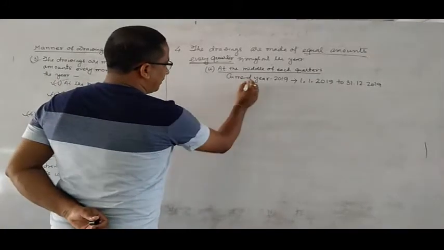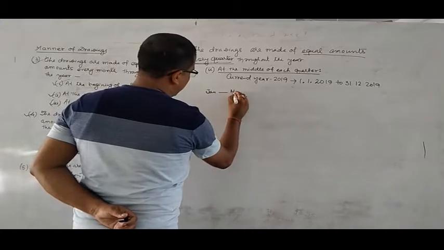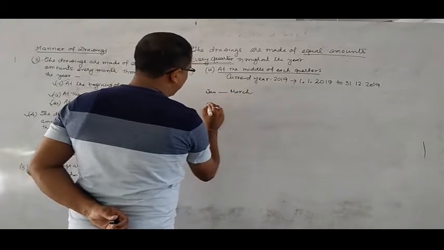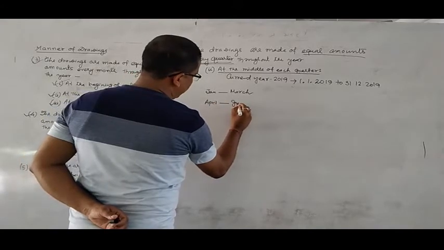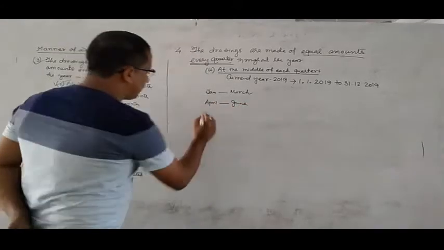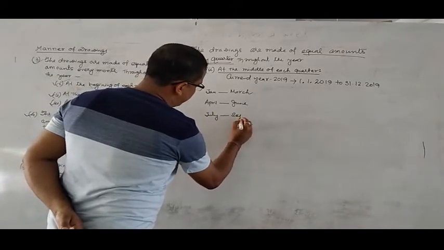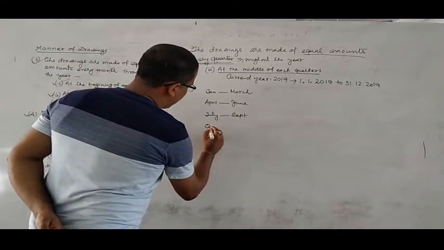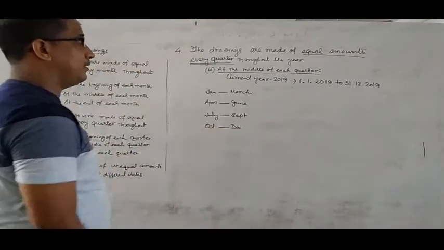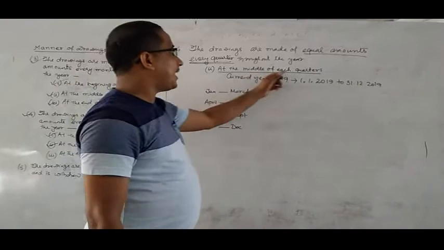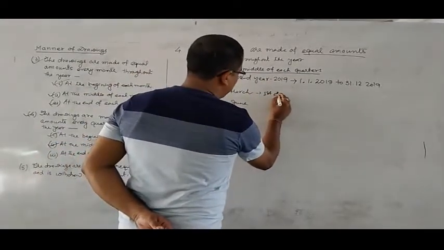Our first quarter is from January to March, second quarter April to June, third quarter July to September, and last quarter October to December. As the drawings are made at the middle of each quarter, our first drawings took place.